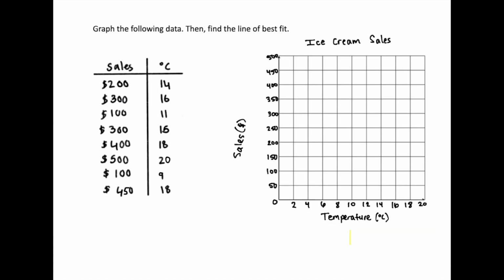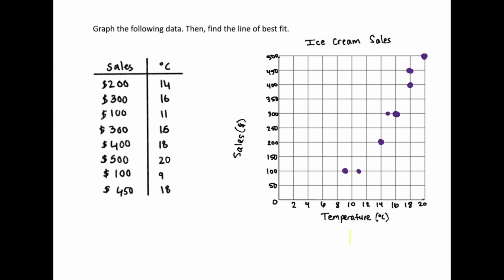IQ. The following table shows ice cream sales given the temperature outside. Let's graph the following data and then find the line of best fit. The first step is to label your graph. I put temperature on the x-axis and I counted by 2s. Then I put sales on the y-axis and I counted by 50s. After your graph is labeled, you need to plot the points.